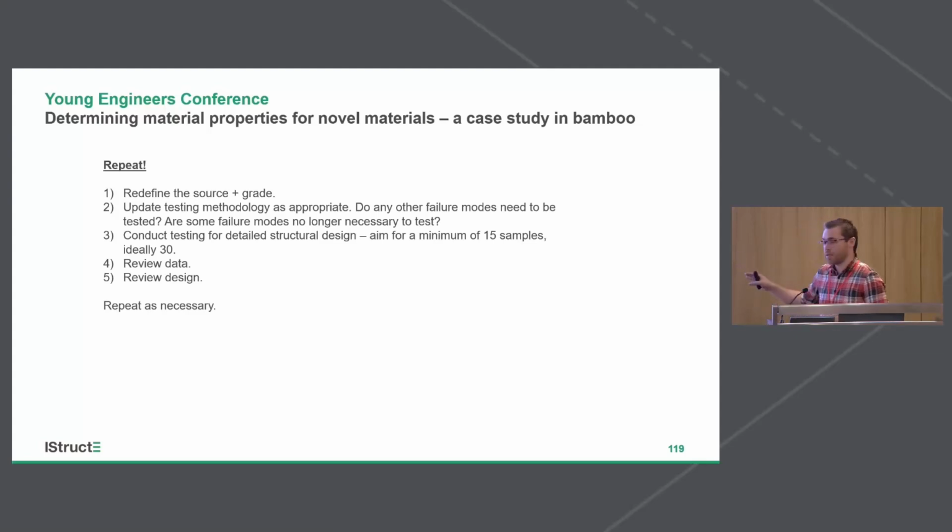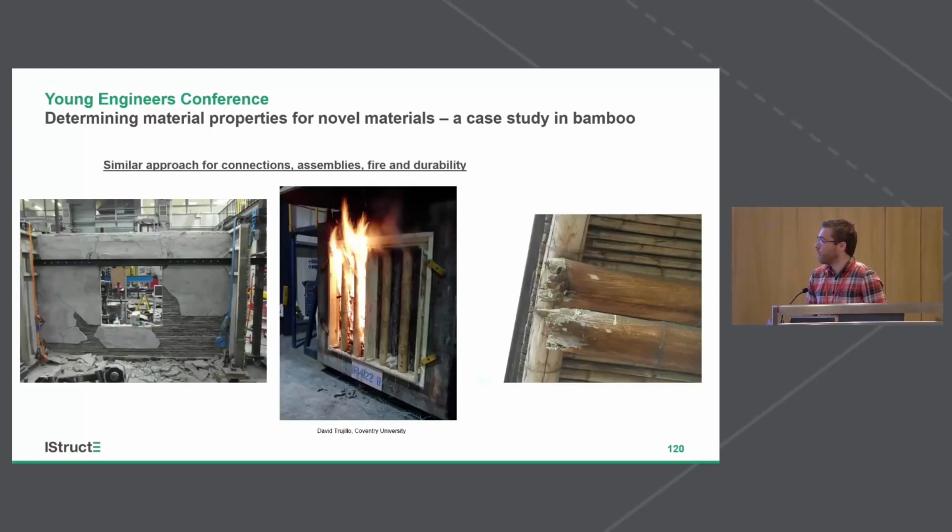So that gives you a broad idea about how one can go about looking at any sort of novel material, and it applies for bamboo, but it also applies for others. And a similar approach can be used for connections, assemblies, fire, and durability.